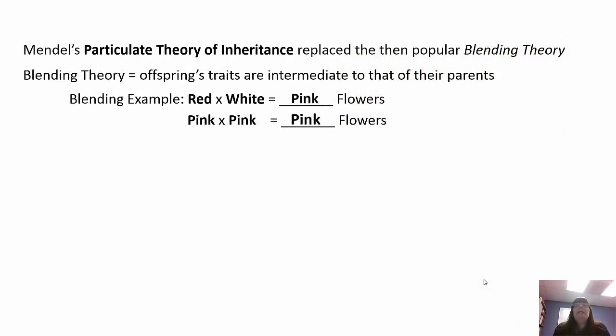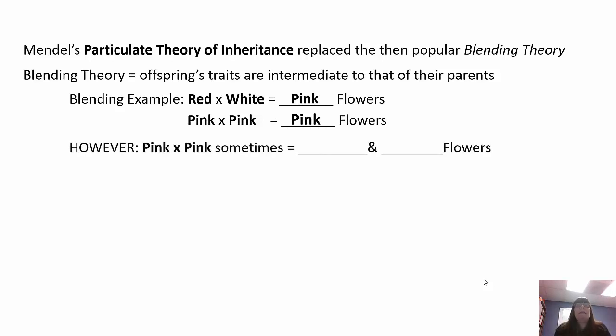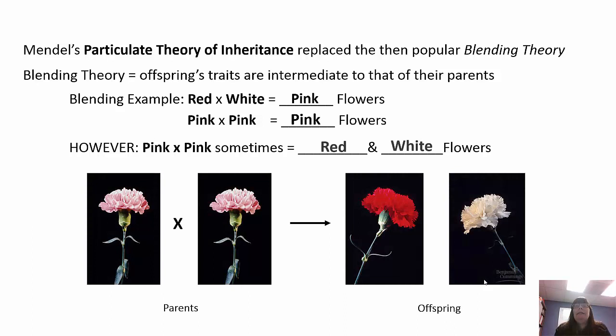So his particulate theory of inheritance replaced the popular blending theory. The blending theory back then basically thought that the offspring were an intermediate of the two parents. So their two parents kind of blended together to form this intermediate phenotype. So, for example, if you crossed red flowers with white flowers, you would get pink flowers. And then if you crossed pink flowers with pink flowers, you would still get pink flowers. So with the red and white makes pink, that's an intermediate phenotype of the parents. But pink times pink sometimes equals red and white flowers.